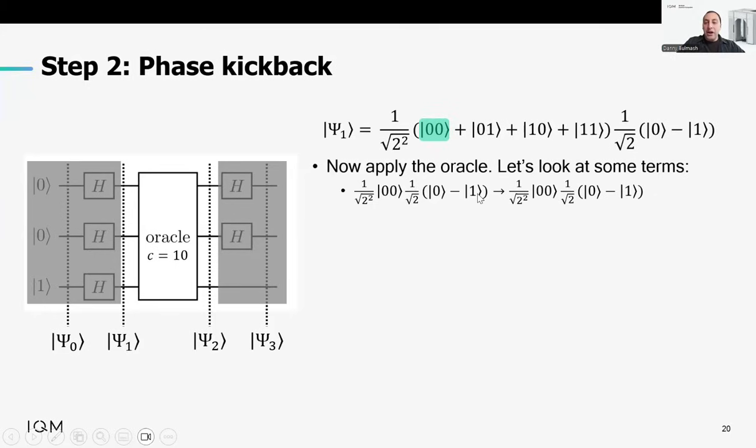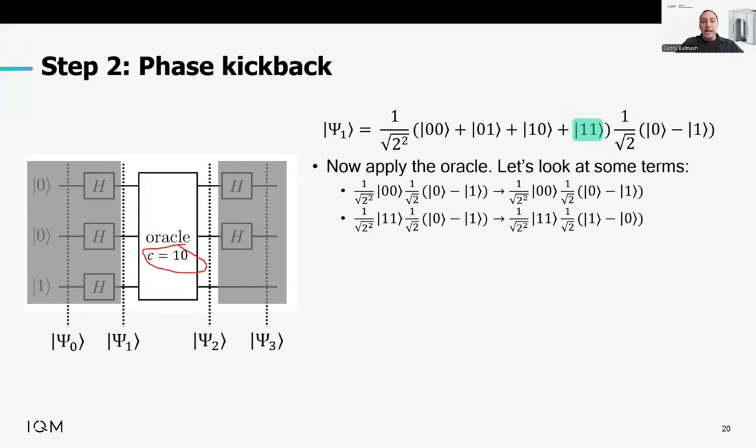So we compare the 0, 0 input to the secret code, and we look for matching ones. Well, hey, there's no matching ones in the input 0, 0 and the code 1, 0. So remember, our code is 1, 0. So what does the oracle do? Absolutely nothing. And so this term does nothing. The oracle does nothing because there's no matches in the secret code.